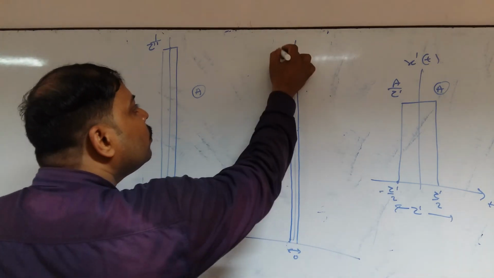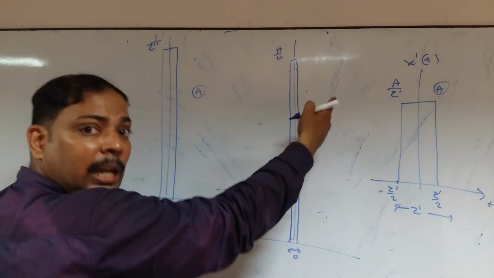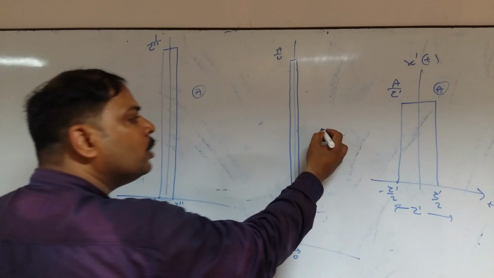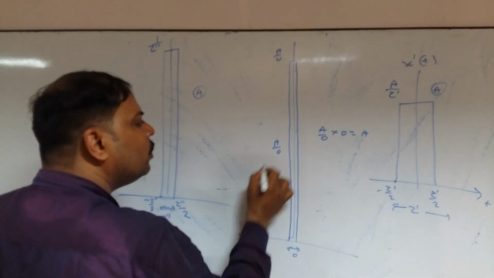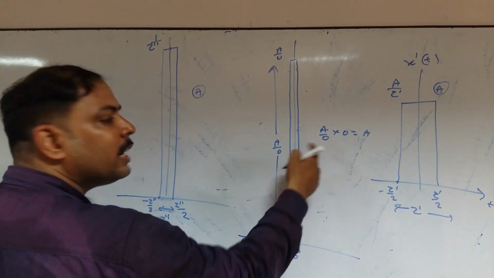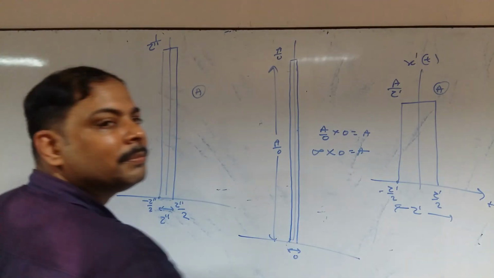Height must be A by 0. Definitely. So what will be the area? The area is the same, A, because you are preserving the same area. So A by 0 into 0 must be A. Here you can say A by 0 is 1 over 0, which tends to infinity. That means again you are getting the form infinity into 0, that is equal to A.